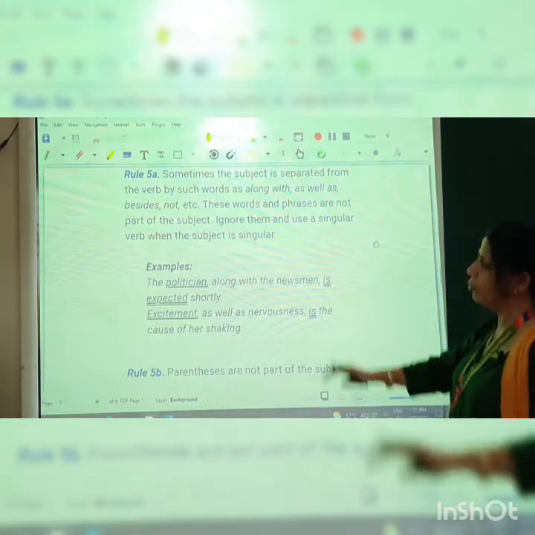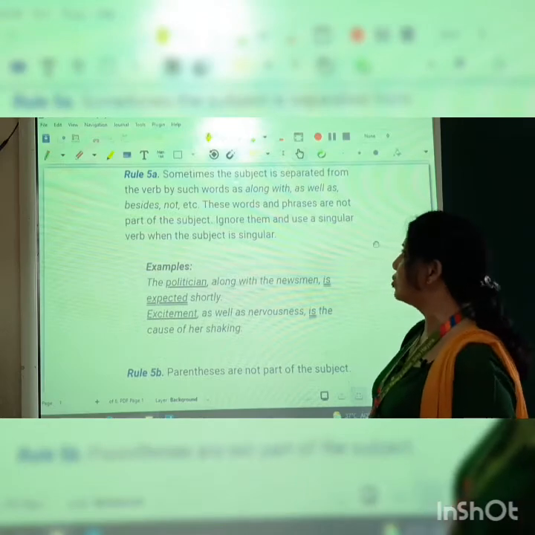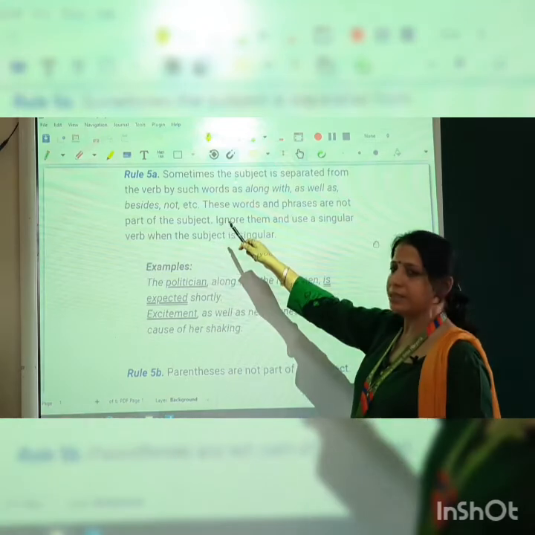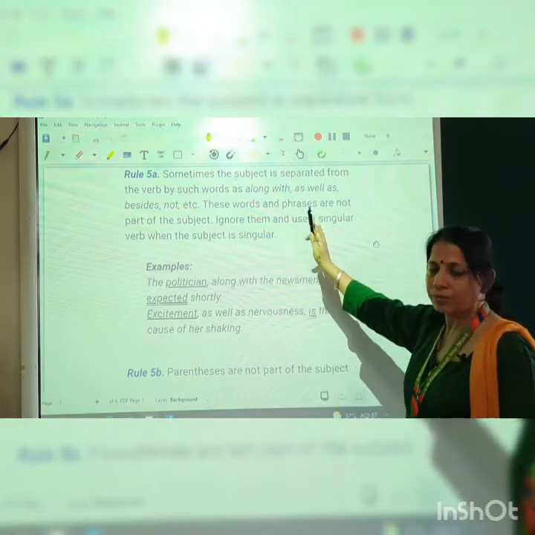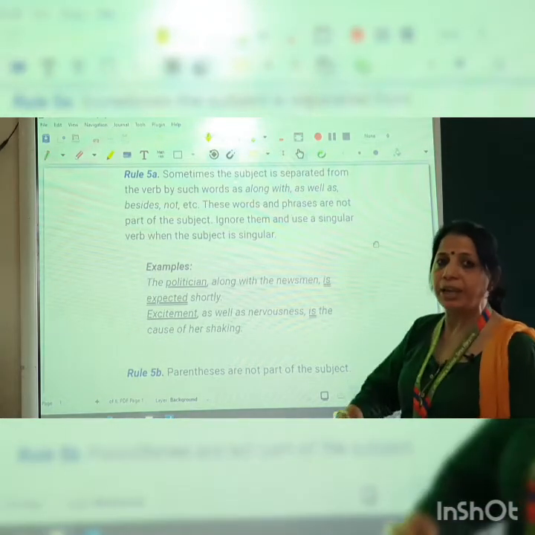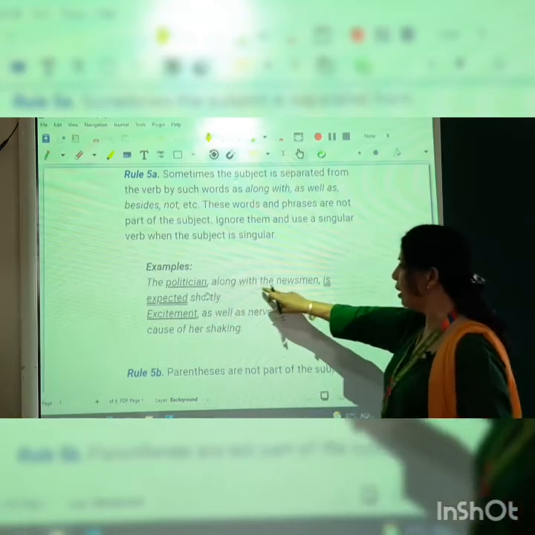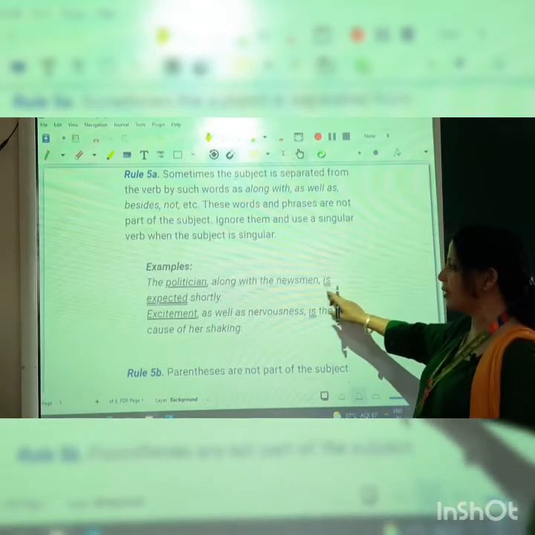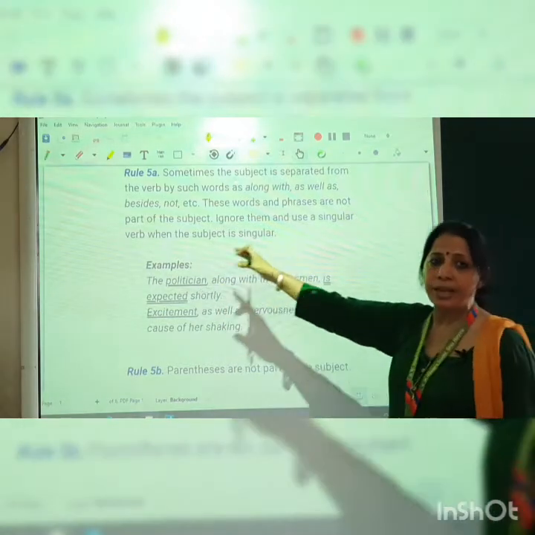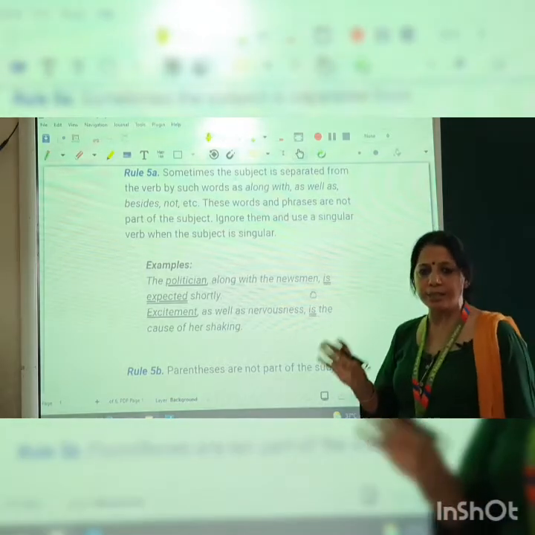Now come to the 5th rule. Sometimes the subject is separated from the verb by such words as along with, as well as, besides, not, etc. This creates confusion because these words and phrases are not part of the subject. They are something else along with it. The politician along with the newsman is expected shortly. The politician along with the newsman may seem a plural subject if you think, but don't consider it as a plural subject.